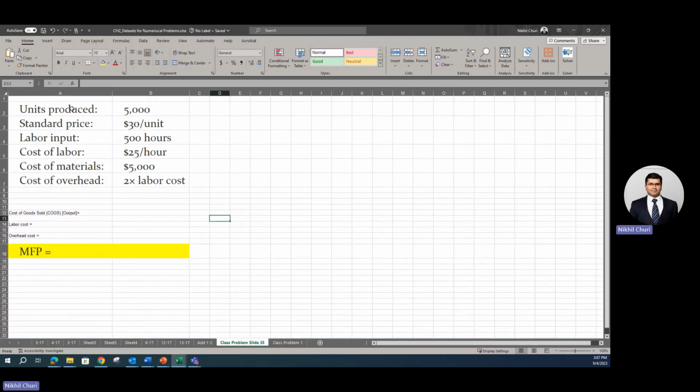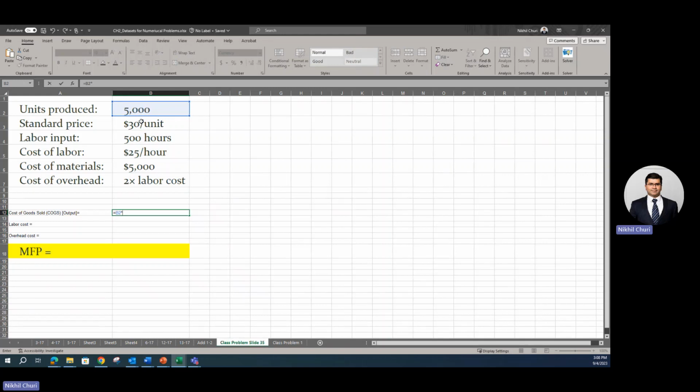So the very first is, the units produced and standard price are given. Based on that, I can get the cost of all the goods sold, or goods produced, or in simple terms, the output. If I want a dollar amount for the output, what I'll be doing is the units produced multiplied by the standard price. So this is my output. Equals 5,000 units multiplied by a cost which is 30.